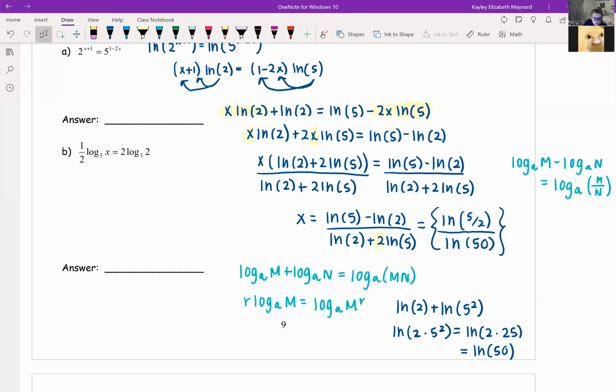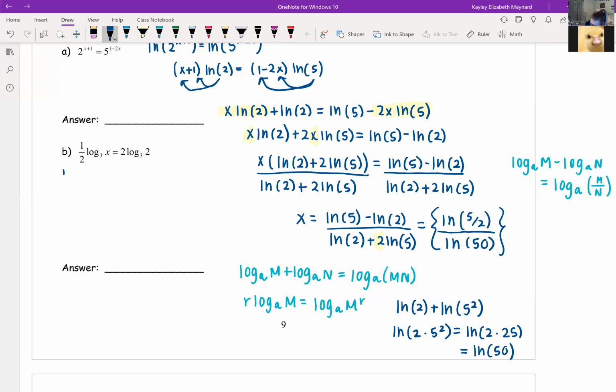So B is also using very similar properties that we just talked about, so this is a good one to do. So this is the same concept that I want to combine these two logs here. So I've got 1/2 log base 3 of x equals 2 times log base 3 of 2. So I definitely want to combine them. They have the same bases.